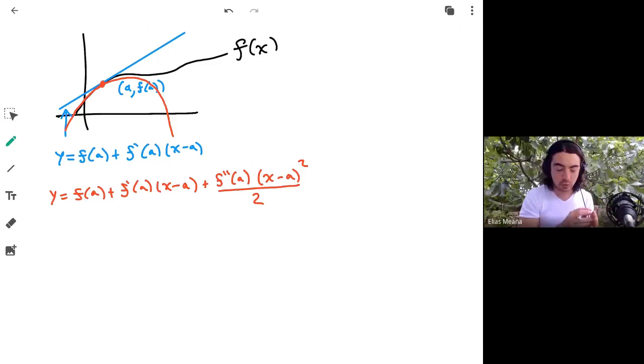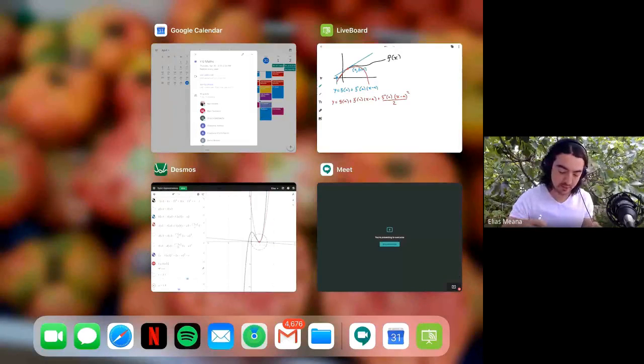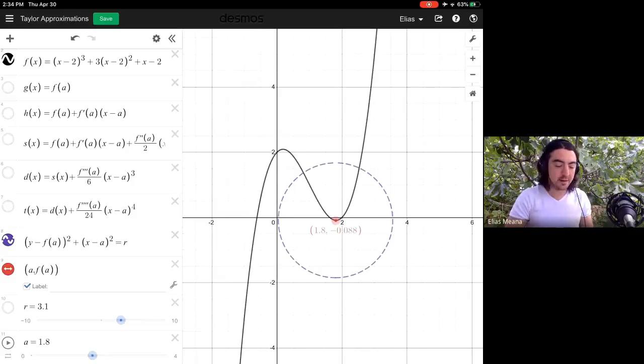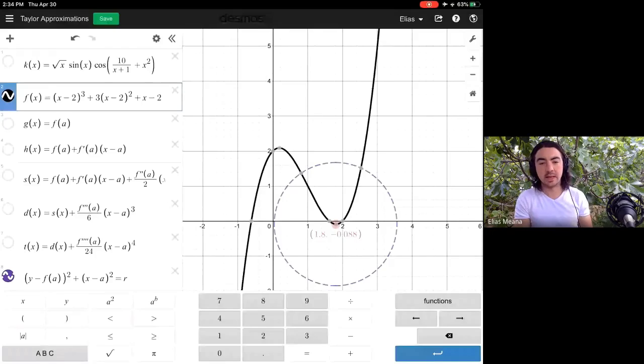So what I'm going to do now is switch over to Desmos. I think I still have it open. Yeah, I've got it still open. Ignore what you're seeing. What I've got here, aside from a bunch of equations, is a graph of this function right up here. The function is x minus 2 all cubed plus 3 minus x minus 2 squared plus x minus 2. That's the black curve that's drawn right there.